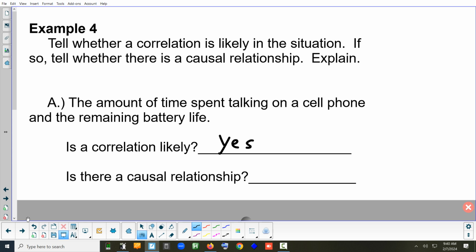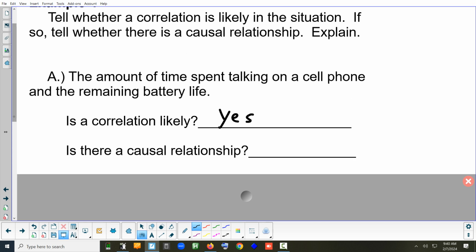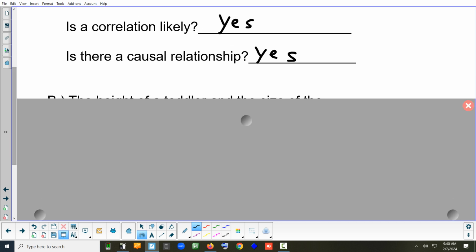Yes. Assuming you don't plug it in and then all of a sudden it starts to go back up. You don't put it in power save mode. Assuming you use it the same way, if you talk for more time on the phone, the battery will automatically drop. Okay, any question on that one, or if anybody thinks differently, you can let me know that. I can try to talk about it, but I think that's a very black and white one. The bank one had a little more room for interpretation, but this one definitely not.